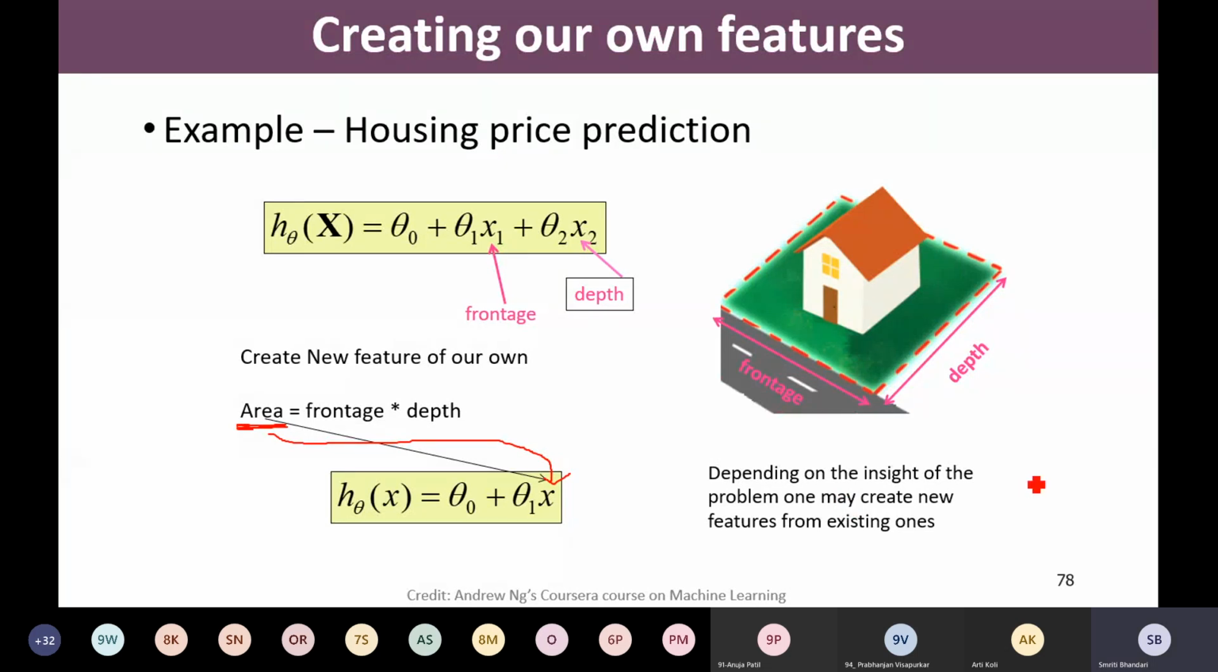Yes, so sometimes we may think in this direction. Whatever the problem statement, depending on the insight, the semantics of the problem, we may think of creating new features from the existing ones, right? And we may come up with a better hypothesis to solve our problem. Okay, so right now keep in mind that it is possible to create our own features. Now this similar kind of concept we are going to apply for polynomial regression.